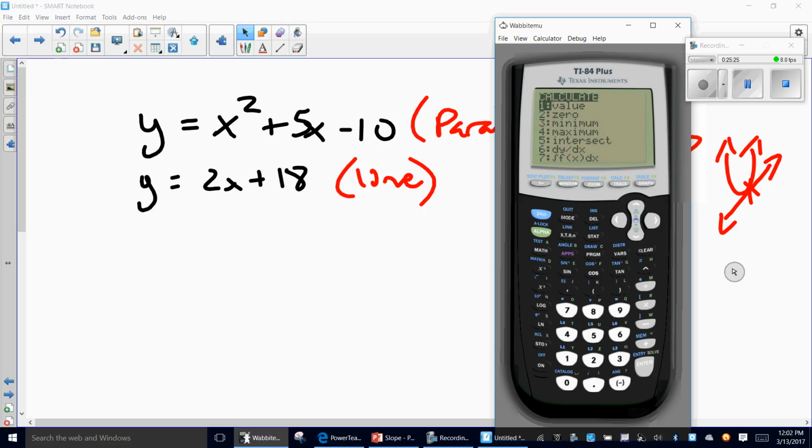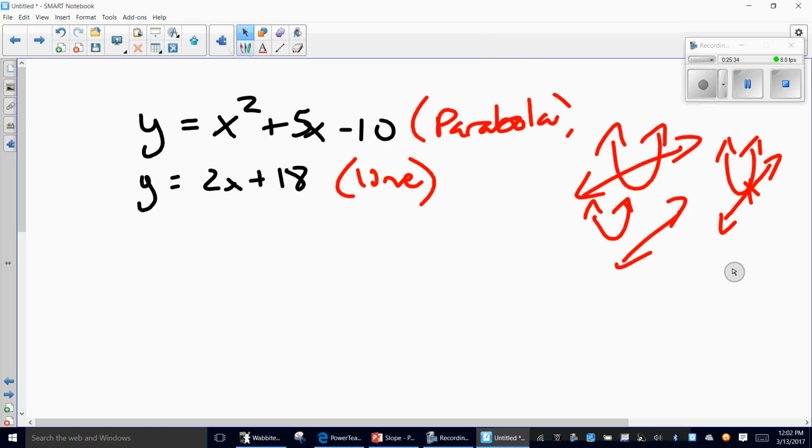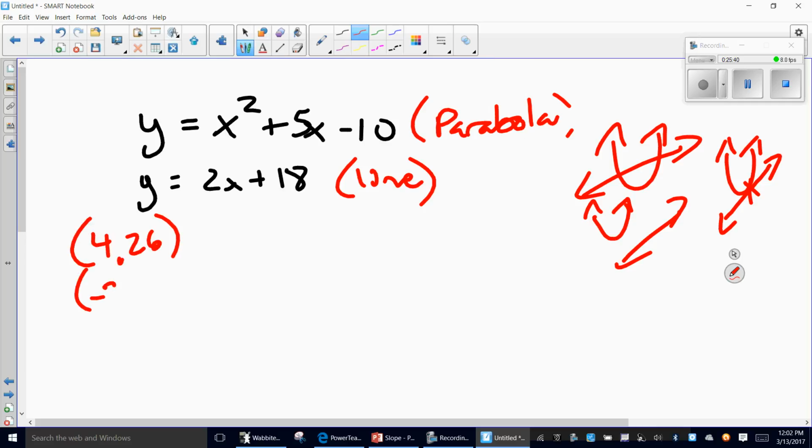Then go second calc, intersect, enter, and you get negative 7, 4. So those are our two answers: 4, 26 and negative 7, 4. How many were able to get those in your calculator? Both of them. Okay.